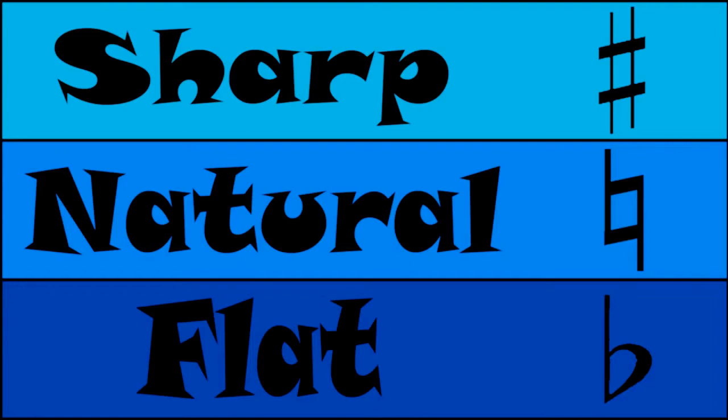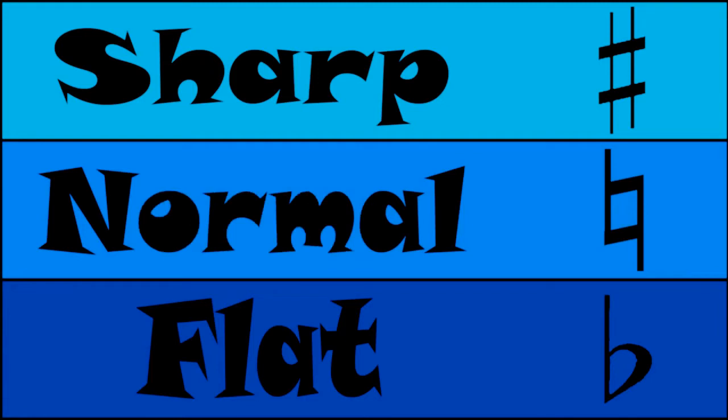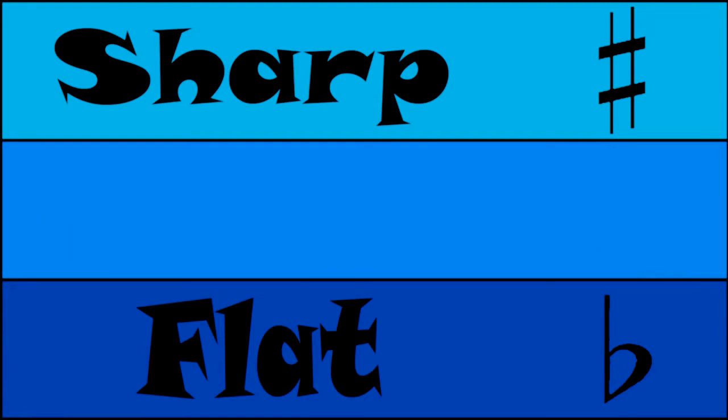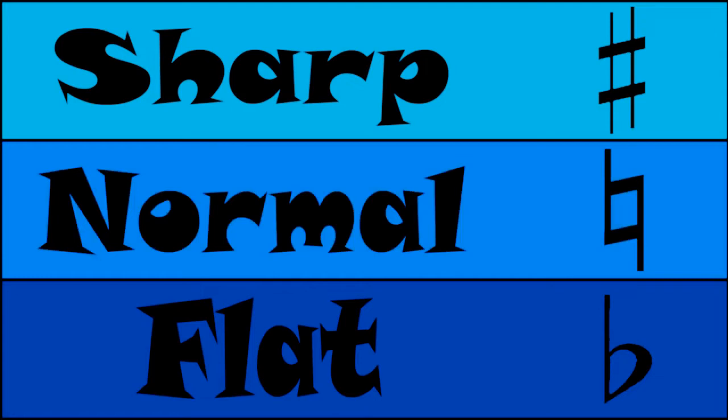Instead of natural, I think it's easier just to think normal. G normal. Sometimes we don't even say G natural. We just say G, and the normal or natural is implied. Look at how the terms are stacked. Think of the natural version as the normal one in the middle.